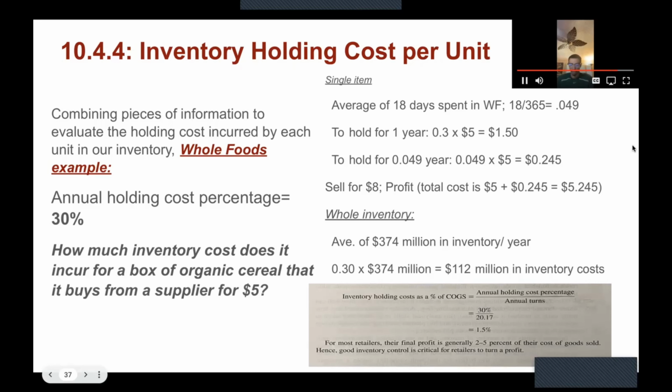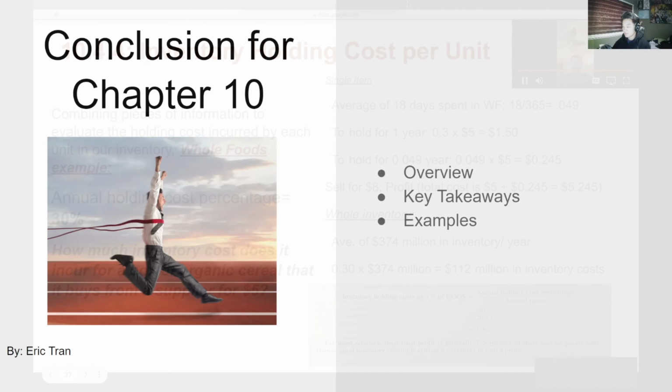In fact, there's an easier way to get that number, which is the equation provided below: the inventory holding cost as a percentage of COGS equals the annual holding cost percentage divided by annual turns. That will get you 30% divided by 20.17, which will get you 1.5%. And for most retailers, their final profit is generally anywhere from 2 to 5% of their cost of goods sold. Hence, good inventory control is critical for retailers to return a profit.